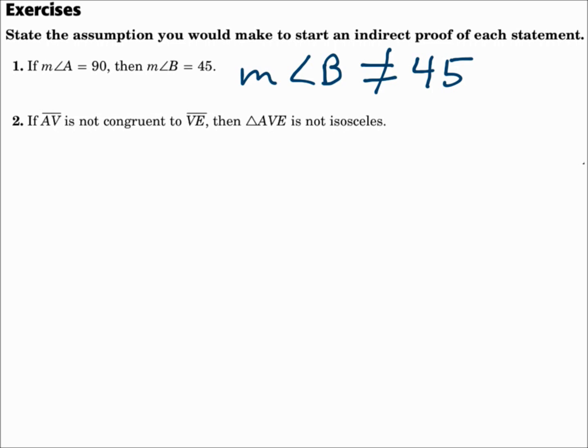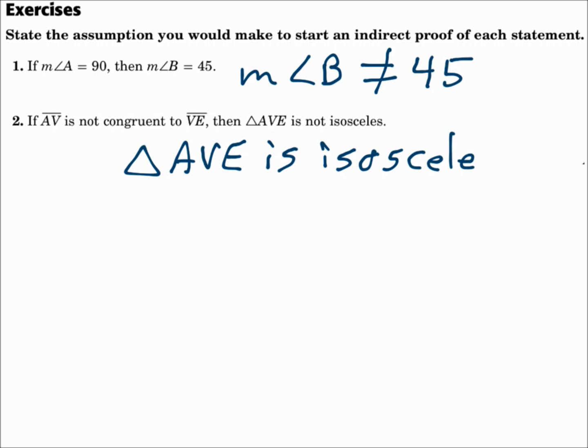Number 2, if segment AV is not congruent to segment VE, then triangle AVE is not isosceles. Well, let's assume the opposite of the conclusion. The conclusion is triangle AVE is not isosceles, so we will assume that triangle AVE is isosceles.